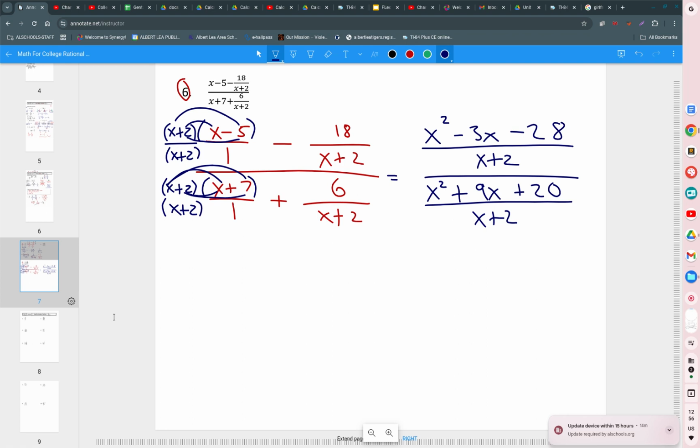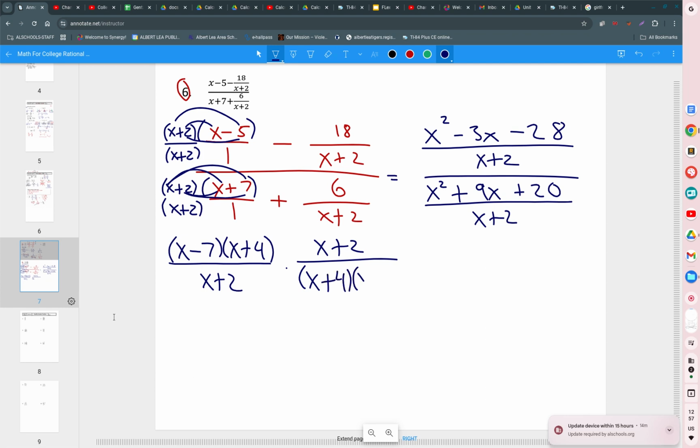First of all, does the top factor? What are the two numbers that multiply to negative 28 and add to negative 3? Negative 7 and positive 4, good. Over x plus 2. And then I'm going to multiply by the reciprocal of the bottom, which is x plus 2 over two numbers that multiply to 20 that add to 9 are 4 and 5. And we can see that what reduces is x plus 4, x plus 2. And so I have x minus 7 over x plus 5.